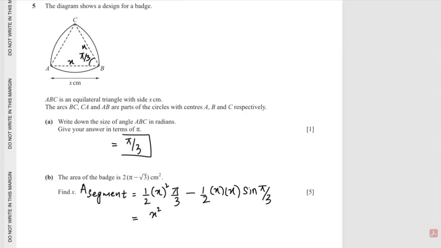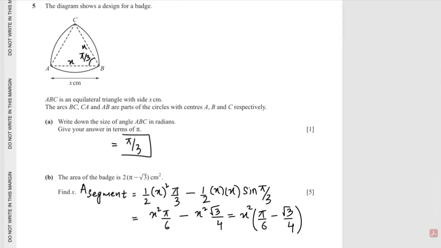So x squared, and I can write pi over 6 minus x squared times root 3 over 2 times a half, so I will get root 3 over 4. So I can write my final answer as x squared times (pi over 6 minus root 3 over 4). So this is one segment. So I will add 3 of these.